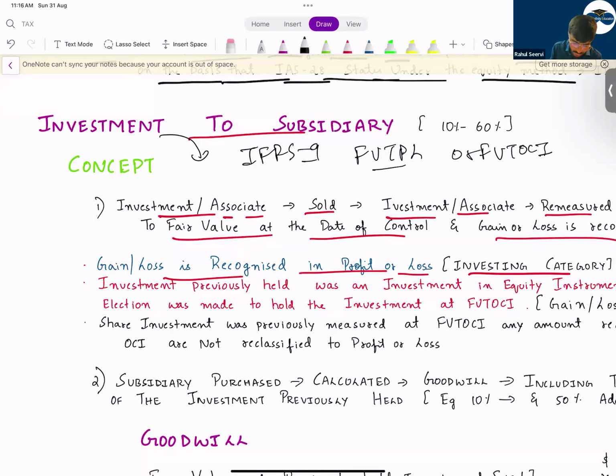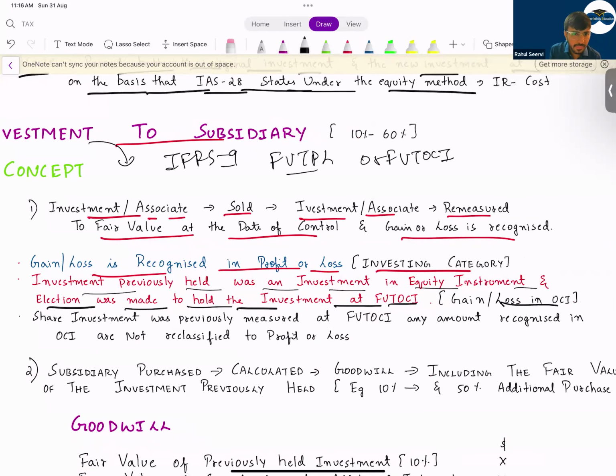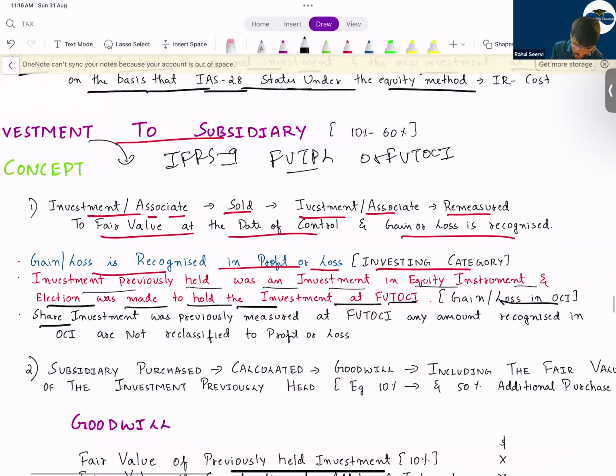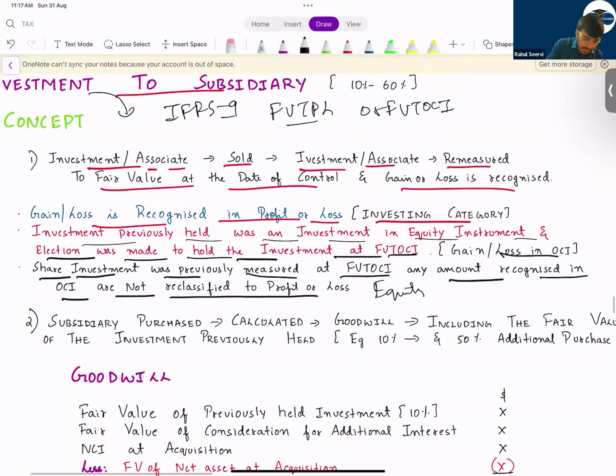OCI: so what will you do? If the investment previously held was an investment in equity and the election was made to hold the investment at fair value through OCI, gain or loss will go to OCI. Any amount recognized in OCI is not reclassified to P&L. It will go to equity. If you remember, yesterday we did financial instruments, the Reliance example. I mentioned increasing the value of the Reliance share price and then disposing of it.